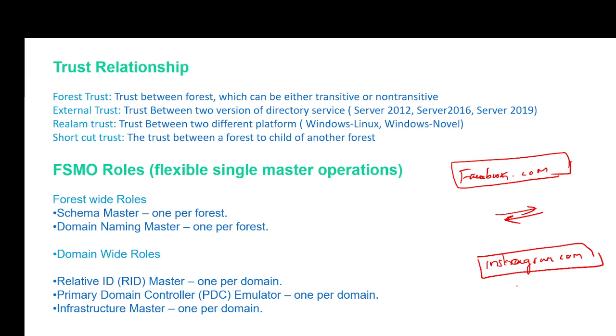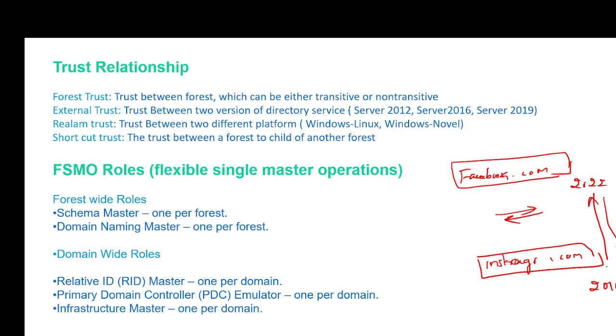The next one is external trust. External trust means, for example, you have some companies, Facebook is yours, Instagram is also yours. Maybe you have Server 2022 here and Server 2016 there. When you enable the trust between two different operating system or Active Directory versions, that is called external.